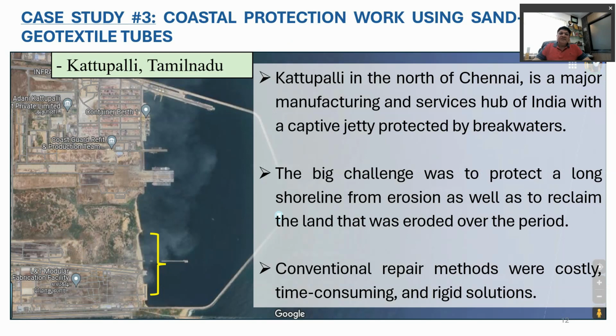Now the third case study is for the geotextile tube, and the seashore has been protected with the tubes. This is at Kattupalli, in the north of Chennai. It's a manufacturing hub for India, and a jetty is already provided, and to protect the jetty with breakwaters, this particular prevention against erosion has been proposed. They had tried conventional repair methods also, but it was not successful.